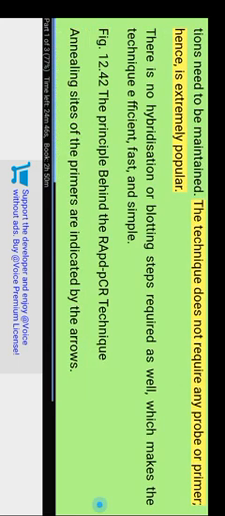The technique does not require any probe or primer sequence information, hence is extremely popular. There is no hybridization or blotting step required as well, which makes the technique efficient, fast, and simple. Figure 12.42. The principle behind the RAPD PCR technique. Annealing sites of the primers are indicated by the arrows.